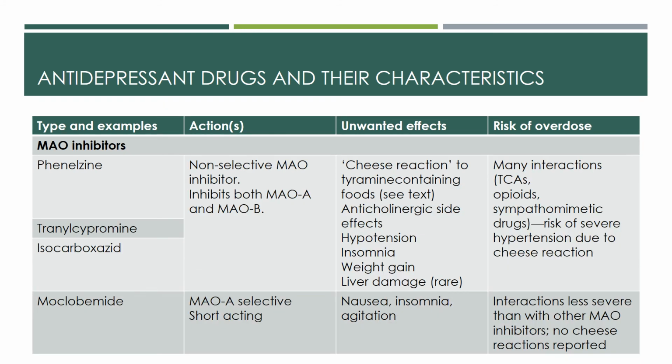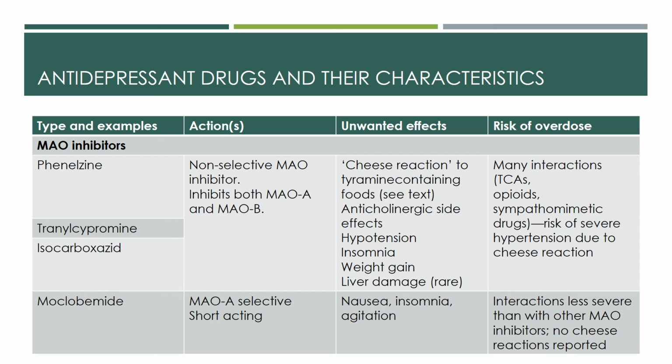Another is MAO inhibitors, which include phenelzine, iproniazid and isocarboxazid, whose mechanism of action is non-selective MAO inhibition, inhibiting both MAO A and MAO B. Unwanted effects: cheese reaction to tyramine containing foods, and side effects like hypotension, insomnia, weight gain, and rarely liver damage. Risks of overdose are many interactions, like with TCAs, opioids, and sympathomimetic drugs, with a risk of severe hypertension due to the cheese reaction. So cheese should be avoided with the MAO inhibitors.